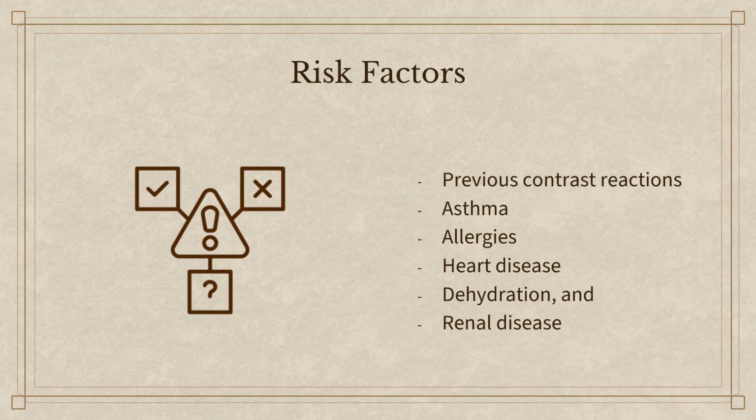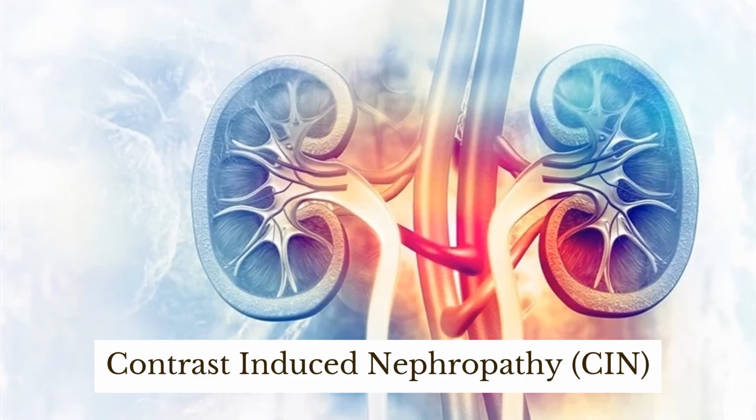Risk factors for contrast reactions include previous contrast reactions, asthma, allergies, heart disease, dehydration, and renal disease. One reaction of significant concern, particularly for at-risk patients, is contrast-induced nephropathy. Contrast-induced nephropathy, or CIN, is a type of acute kidney injury. CIN occurs when the contrast material damages the kidney tubules, leading to inflammation and reduced blood flow to the kidneys. This can result in a decrease in urine output and an increase in serum creatinine levels, indicating kidney damage.